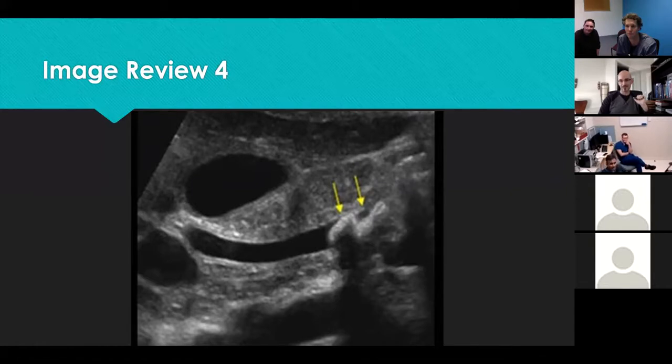I think we have seen this image before. This is a focused view of the... It looks like a dilated gallbladder and a dilated common bile duct with a hyperechoic shiny structure along the arrows and a post-acoustic shadow. So it looks like a stone in the common bile duct, intrahepatic common bile duct.